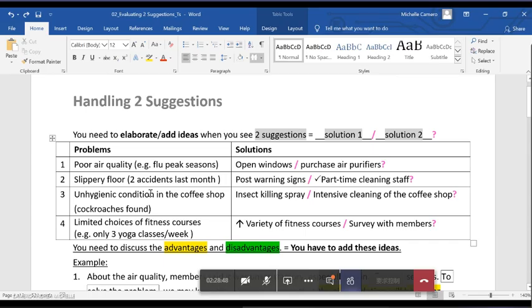All right, so we talked about problem 1 and the solutions. Let's talk about problem 2. Problem 2 is a slippery floor. More information about that is 2 accidents last month. Possible solutions. Solution 1 is post warning signs. Alternatively, solution 2, part-time cleaning staff. Okay, let's look at what these ideas look like in a full paragraph.